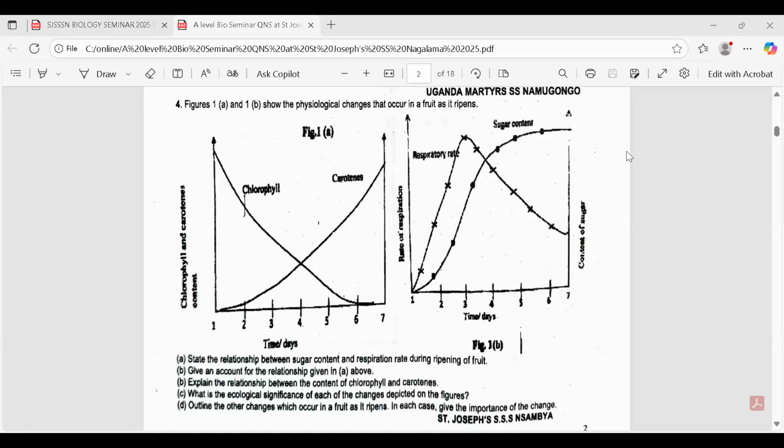I hope we are good to go there. So we can proceed to part B. Okay, I see Butogota team has something to say here.